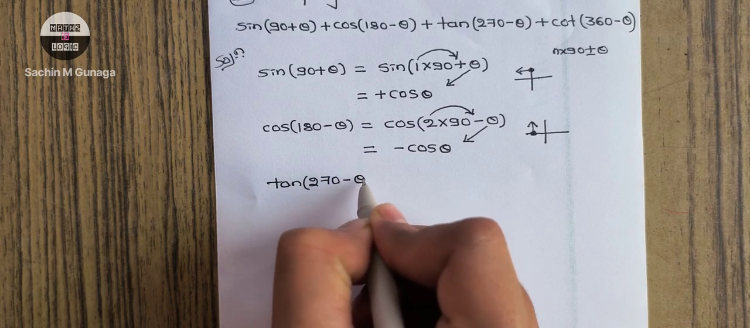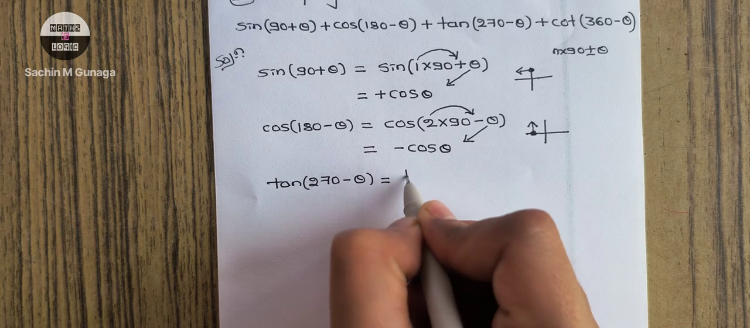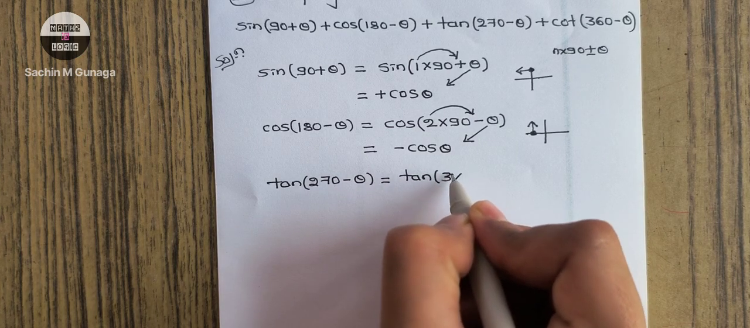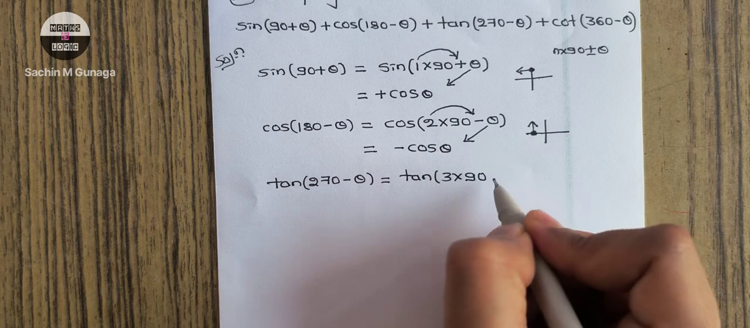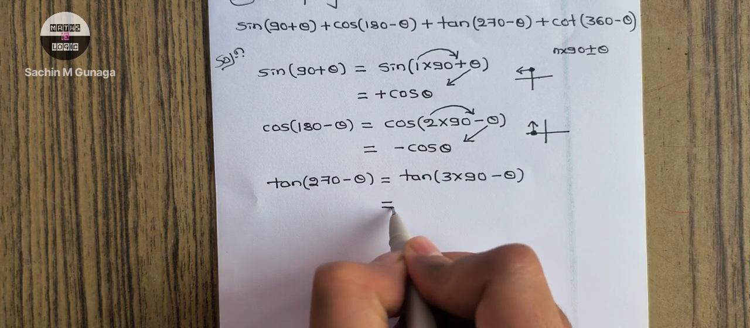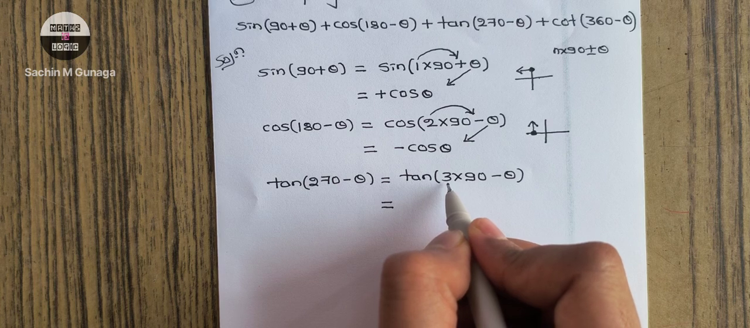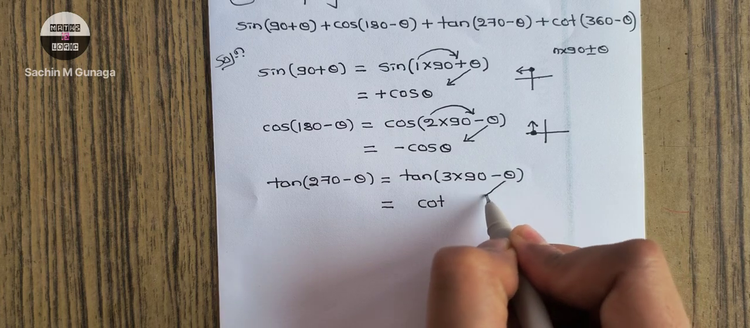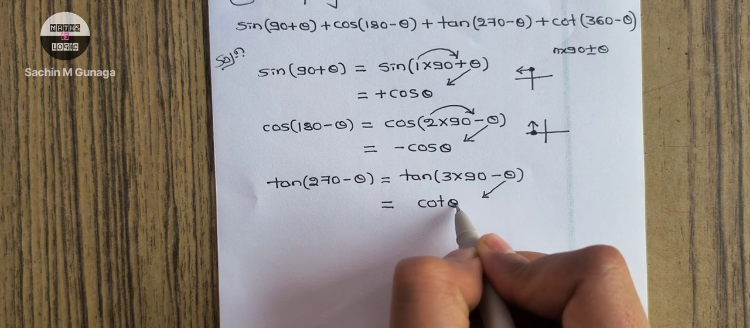Tan 270 minus theta equals tan. This 270 can be written as 3 into 90, and minus theta I keep as it is. So 3 is an odd number. Because of the odd number, tan changes to cot. Again this theta I keep as it is.